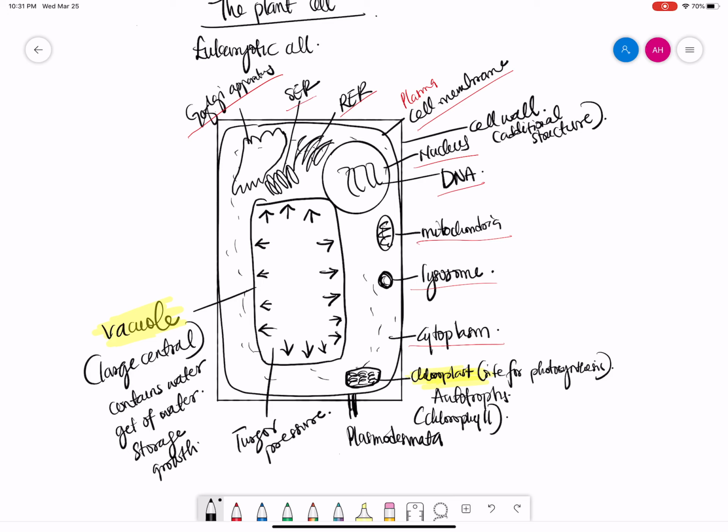These holes are able to connect different cells. All right, this is your generalized plant cell.